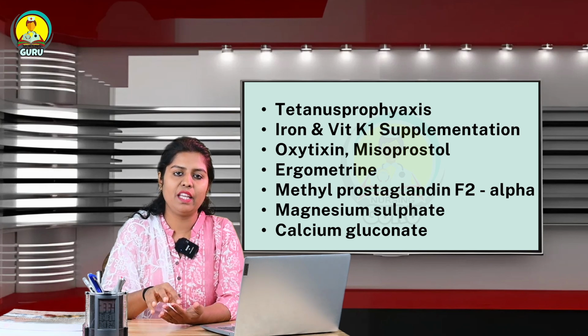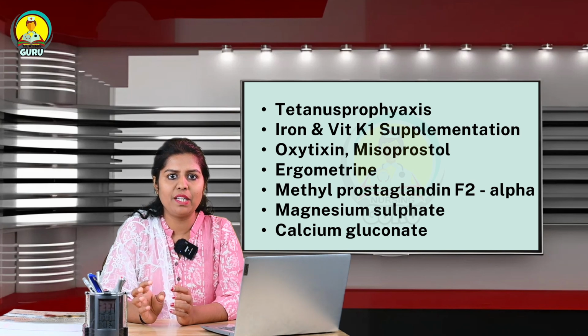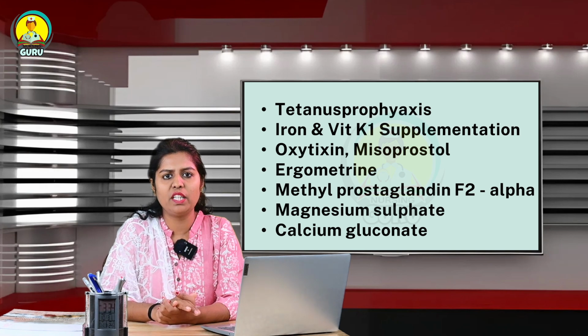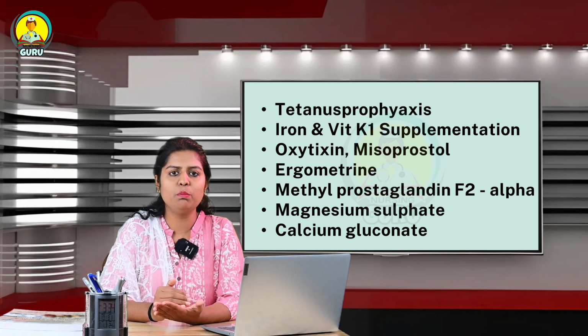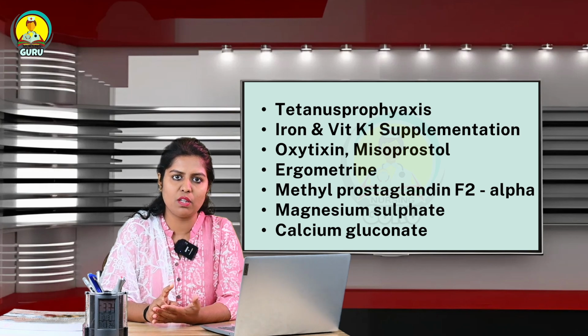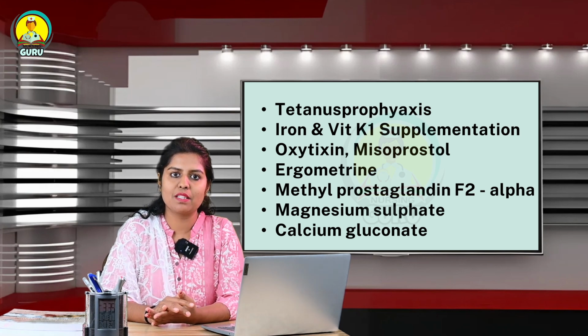Then during the labor, to induce the labor, what and all drugs we are using? Oxytocin, misoprostol, ergometrin, then methyl prostaglandin F2 alpha, magnesium sulfate, calcium gluconate. These all drugs we are going to study under this. So here the important drug is oxytocin. Oxytocin is very important. Then misoprostol also, it is very important. Sometimes they may ask for 5 marks and sometimes they may ask for 2 marks.